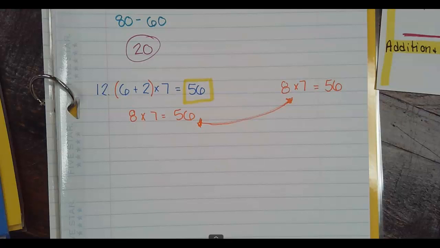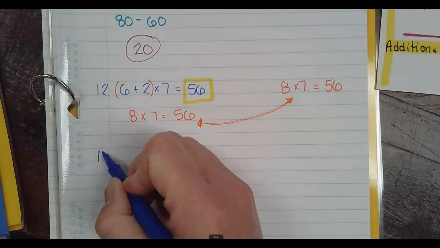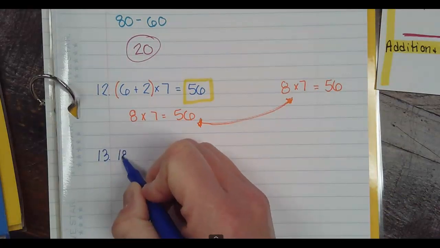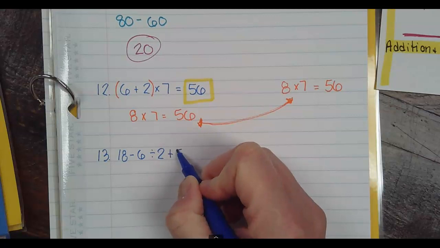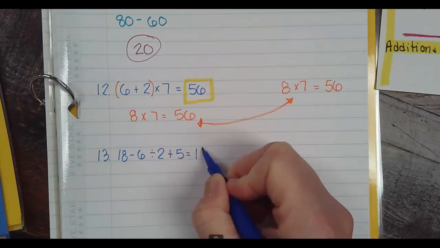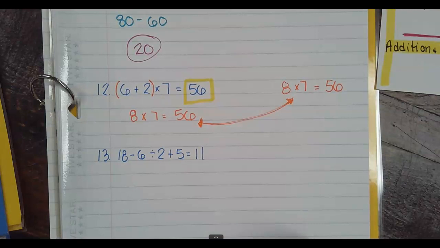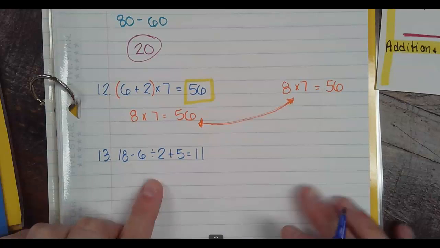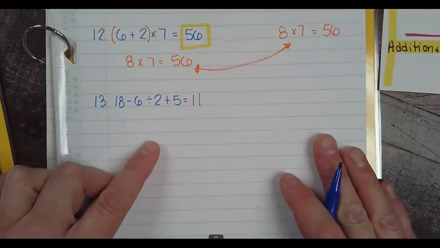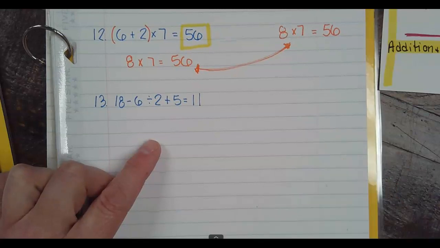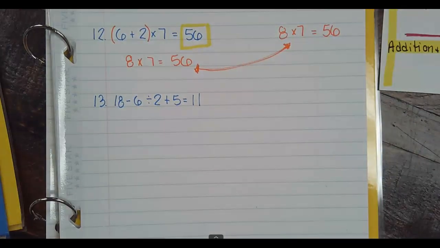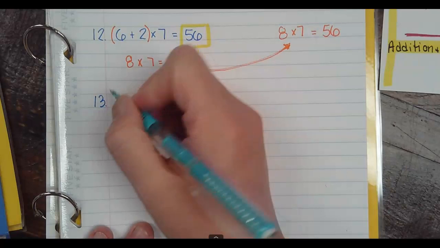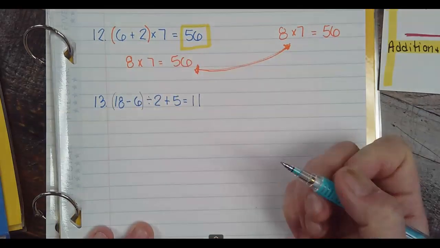So let's look at number 13. 18 minus 6 divided by 2 plus 5 equals 11. So I have all kinds of a mixed mess in there, right? So I might just need to play around with it. If I'm going to play around, I'm going to play around with a pencil, because they have those giant things called an eraser. So if I did this, what's 18 minus 6? 12.